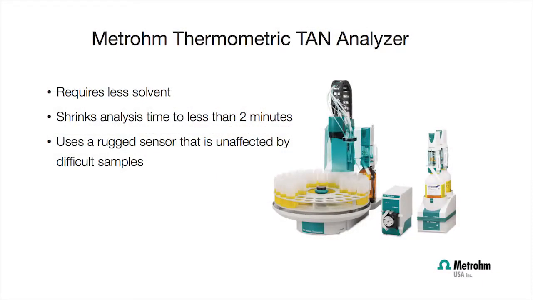Thermometric analysis for total acid number in crude and petroleum products requires less solvent, shrinks analysis time to less than 2 minutes, while using a sensor that is unaffected by difficult samples such as bitumens, asphaltenes, and resids.